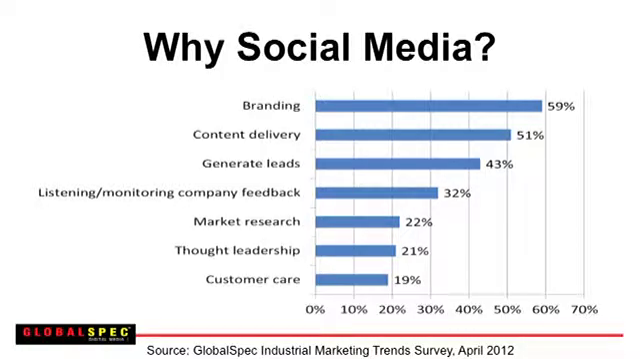This next question covers what social media is being used for. At the top of the list is branding, with over half of respondents indicating they are using social media for this purpose. Over half of respondents indicate they are using it for content delivery. At the bottom of the list is customer care, which shows that it's being used more for marketing and lead generation and less for customer retention.